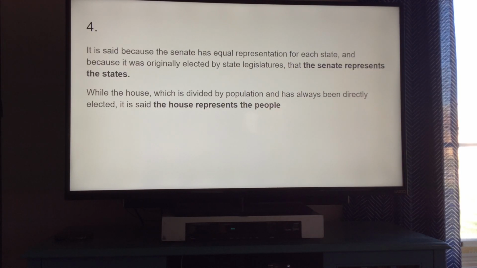There's kind of this dichotomy in how we think about what each house represents. Because the Senate has equal representation between the states, 2 senators for each state, and originally the senators were elected by the state legislatures. Now we elect senators popularly. You get to vote for your U.S. senator, but that was not always the case. And so for these reasons, we think of the Senate as kind of being the association of the states.